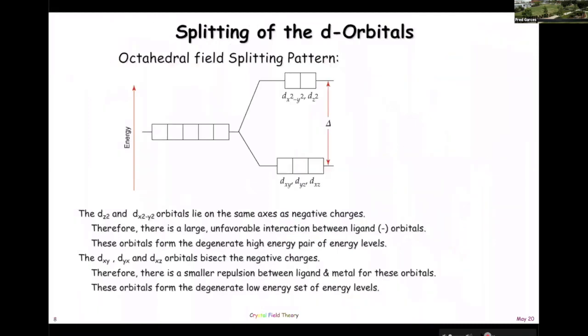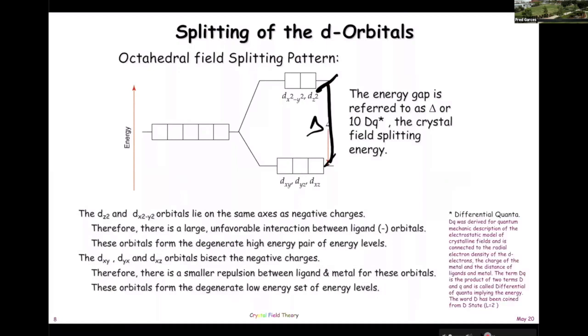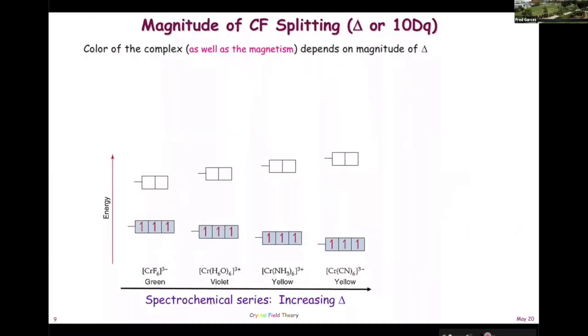Okay, so that's your octahedral field, and that difference right there is delta. And that delta, that spacing between the two series of orbitals, is going to depend on what ligands you have and what metals you have. Okay, so let's take a look at, again, these are all octahedral fields.